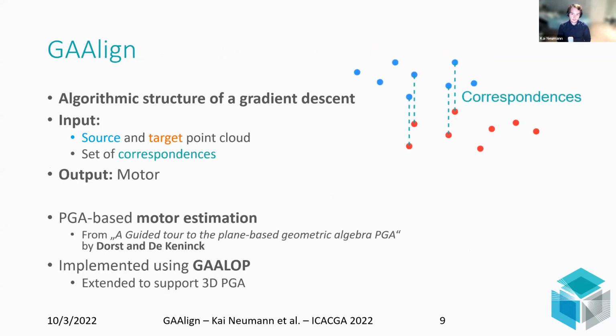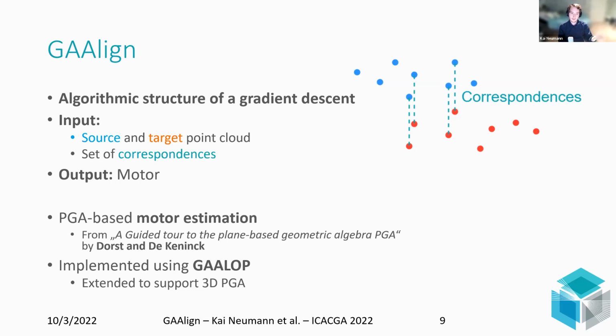Okay, so now let's introduce it a bit further. GAAlign, as I just said, uses the algorithmic structure of a gradient descent. And as the input, we use a source point cloud and a target point cloud. Usually the target point cloud is the one that stays fixed, and we're trying to move the source point cloud onto the target point cloud to get a tight alignment. And in addition to that, we also use a set of correspondences as input. So these are points that we assume are the same surface points. So these are the points that need to be aligned onto each other.